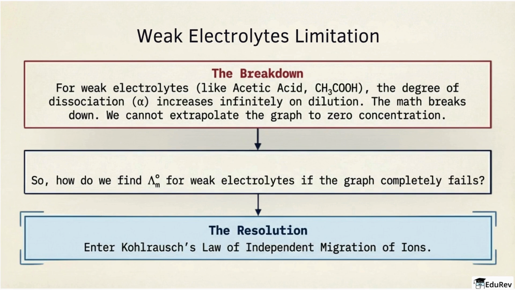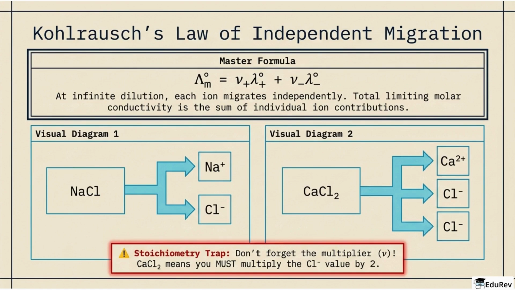The answer is Kohlrausch's law of independent migration of ions. Kohlrausch's law says that at infinite dilution, each ion contributes independently to the total limiting molar conductivity. The master formula is lambda m naught equals nu plus times lambda naught plus, plus nu minus times lambda naught minus. That means total limiting molar conductivity is the sum of the individual ionic contributions multiplied by their stoichiometric numbers.